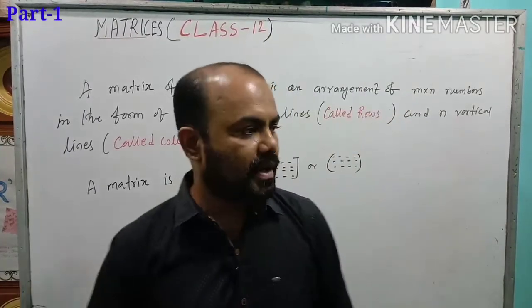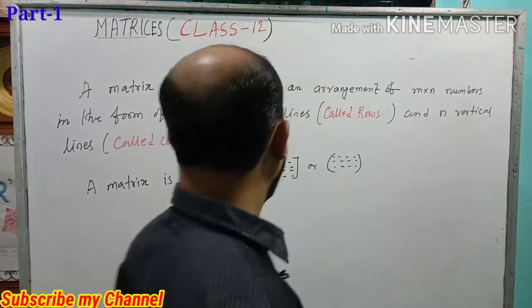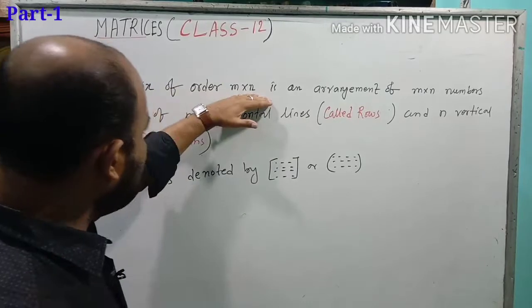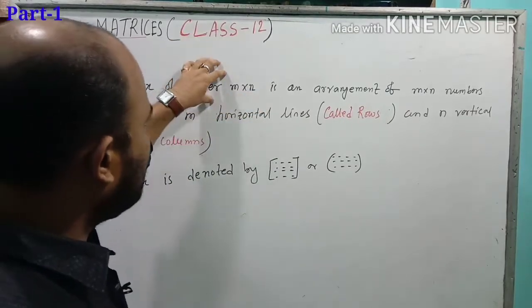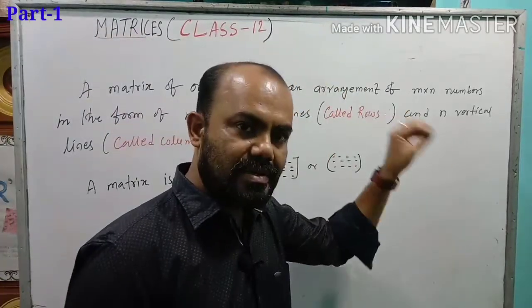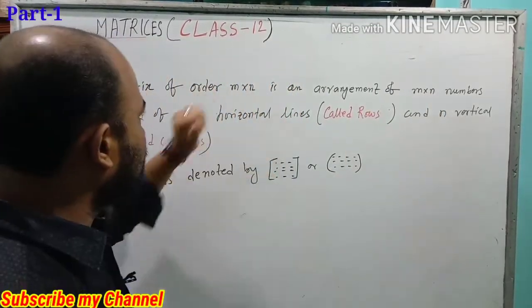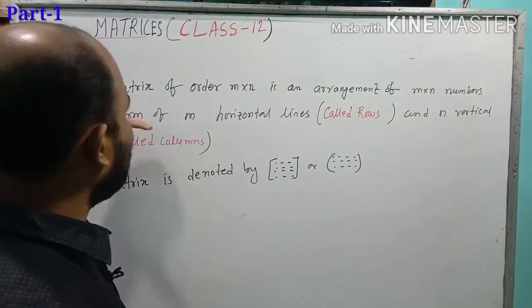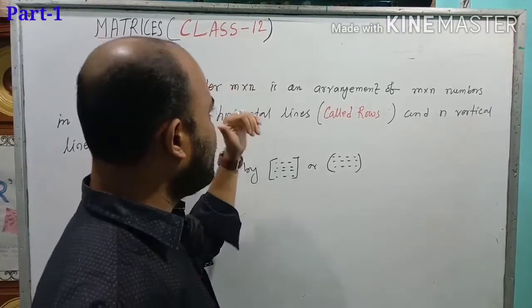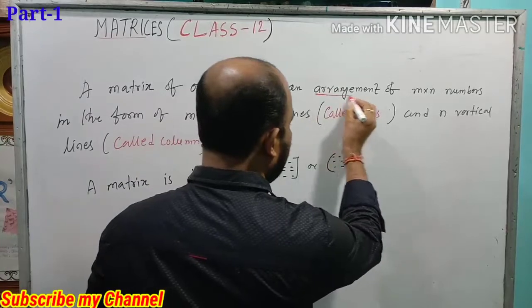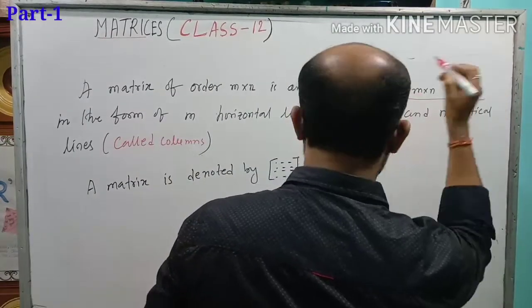See, I have already written here a matrix of order m by n. Here I am first mentioning the order. The order of a determinant is already discussed in my video on determinants, so I am coming to that point. So this is the definition. A matrix of order m by n is an arrangement. See, in the definition the word is there. This is the arrangement of mn numbers.